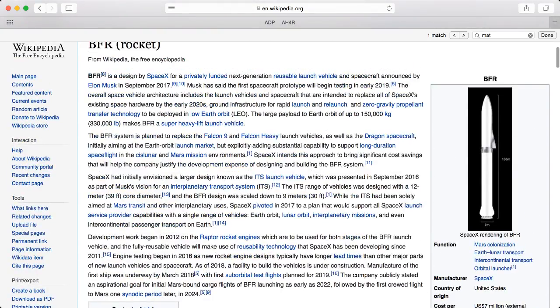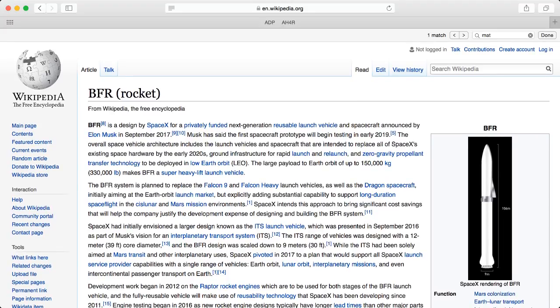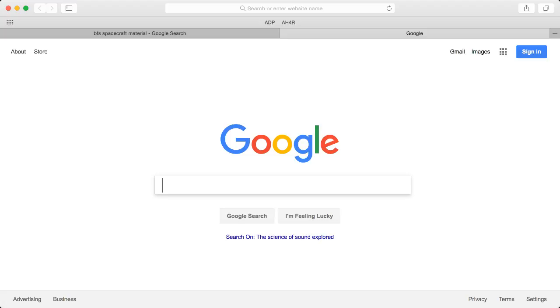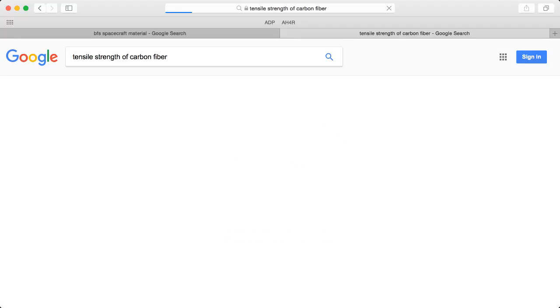Is carbon fiber a material that's commonly used for spacecraft, just by itself? I remember when I was an undergrad, we used carbon fiber for the rockets we were using for a competition, but I don't know if carbon fiber is strong enough for space adventures. Let's see. So we want to use carbon fiber. Let's see if we can find the tensile strength of carbon fiber.